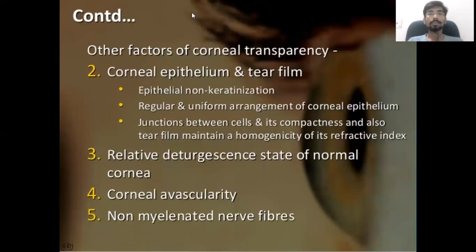Other factors for corneal transparency are the corneal epithelium and tear film. The epithelium doesn't have keratin, has a regular arrangement and tight junctions between the epithelial cells. Others are relative dehydration of the cornea, corneal avascularity and normal non-myelinated nerve fibers.